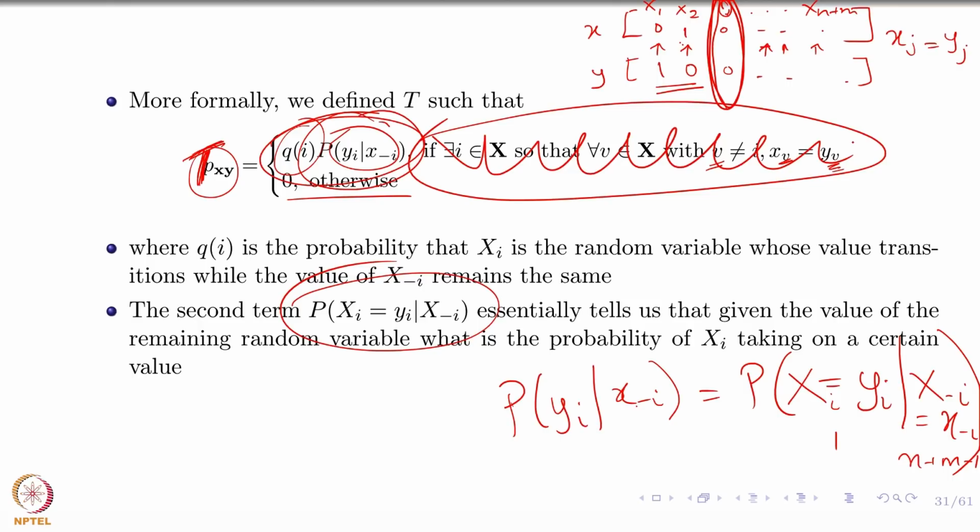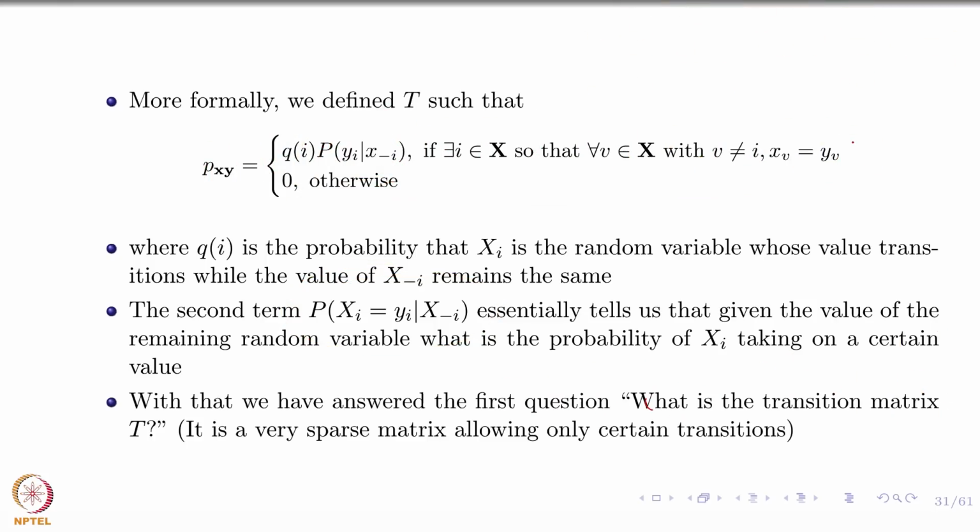Okay. So what I have done now, I've answered the first question. Is there some confusion here? So I've answered the first question, what is the transition matrix? And the answer is, it's a very, very sparse matrix. So I don't need to define 2 raised to n plus m cross 2 raised to n plus m values. I need to define only a few of those, and I've given you the form for that.